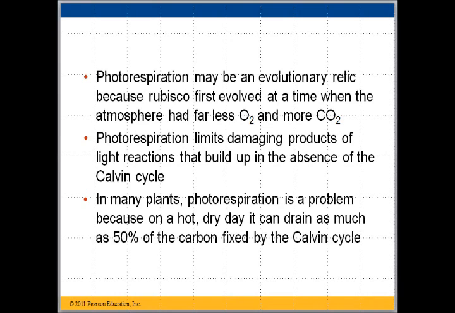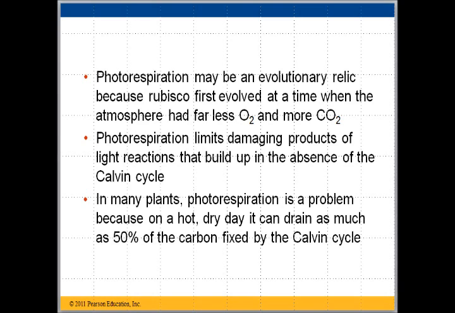Because the thought is that Rubisco first developed or evolved at a time long, long ago before there was a heavy amount of oxygen in our atmosphere. The early Earth atmosphere was fairly low in oxygen, so it wouldn't really have mattered that Rubisco had an affinity for both, because there was far less oxygen around at any rate, so it wasn't that big of a deal.